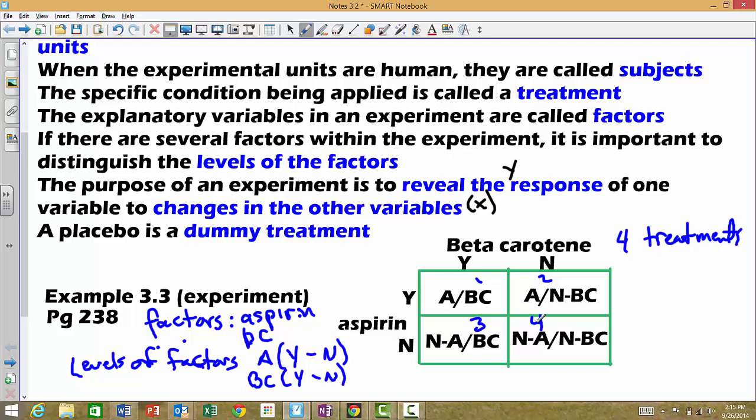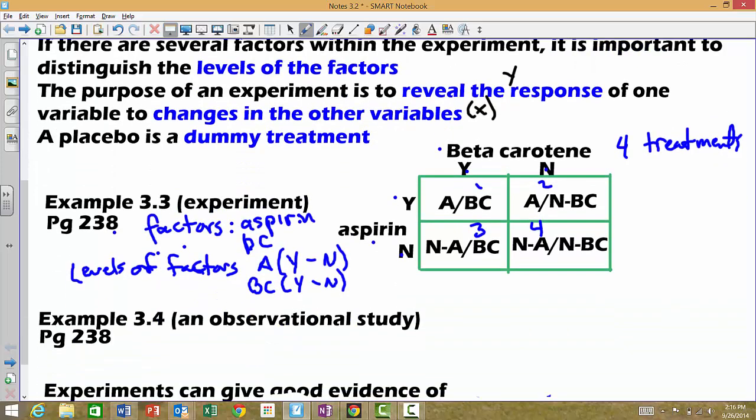But make sure we know the difference. Factors are just the aspirin and the beta-carotene. Levels of the factors: for aspirin, it's either yes or no. Beta-carotene, either yes or no. And then the combinations are the treatments. So there are 4 actual treatments.